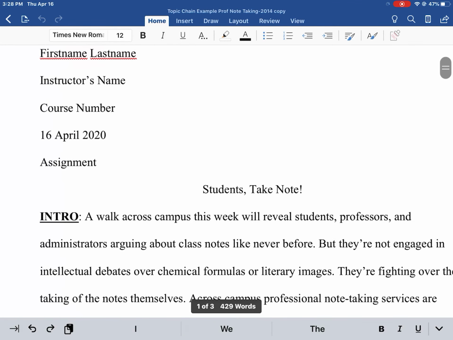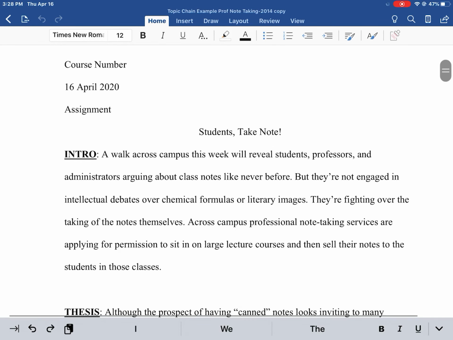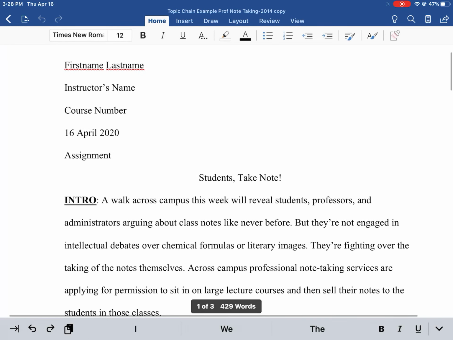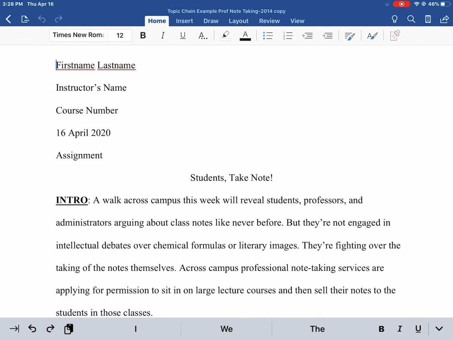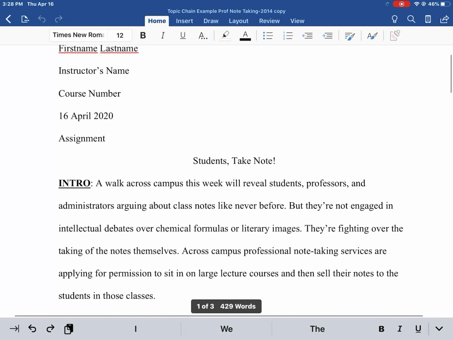How it would look then in your paper. This is about students having professional note takers, which I doubt we have at NJC, but at a place like CU Boulder, you might hire a kid to go take notes for you, and you don't even go to class, you just get their notes. So, interesting title on the topic, Students Take Note. Notice the correct MLA. And you want to be sure and listen to my MLA video that I created.